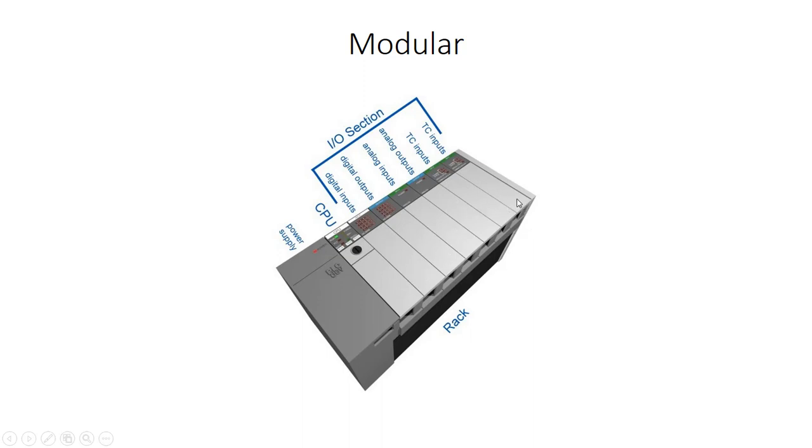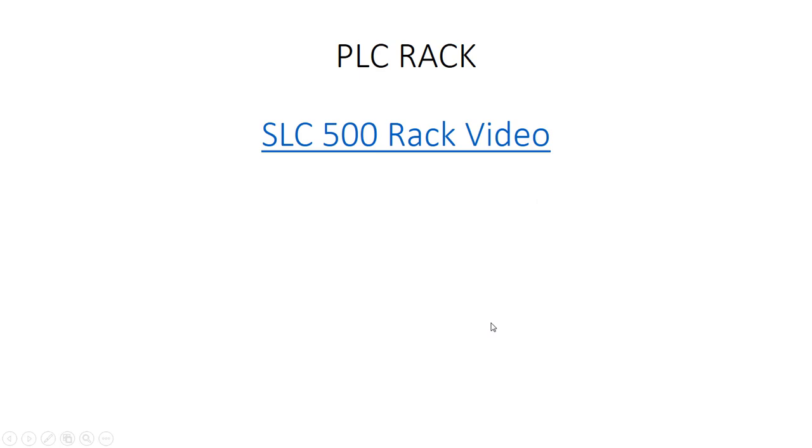And this one is 1, 2, 3, 4, 5, 6, 7. It's showing a 7-slot rack, but you could have a 13 slot or a 4 slot or a 20 slot, just depending on how complicated your system was, and you would build this rack up to match your system. So go ahead and take a look at, click on this and watch that SLC 500 rack video, and fill out your video worksheet as you go.